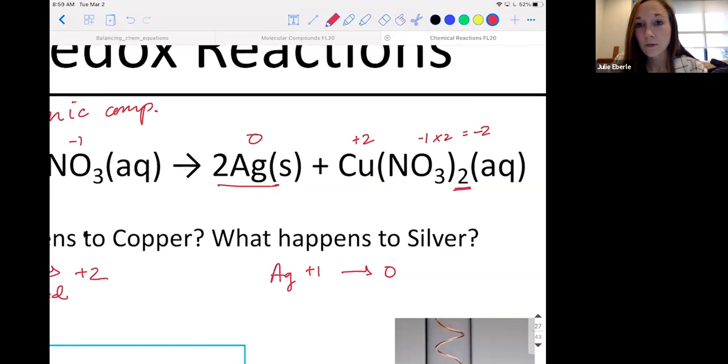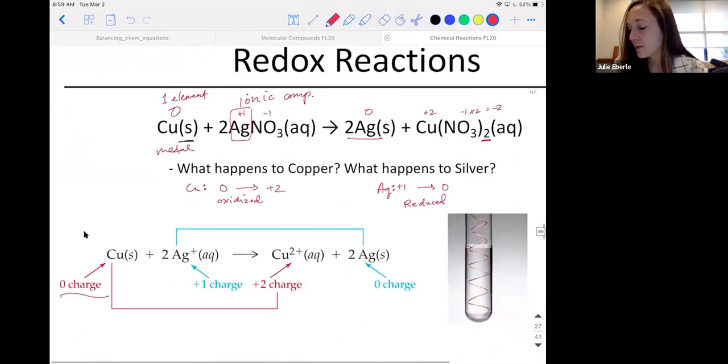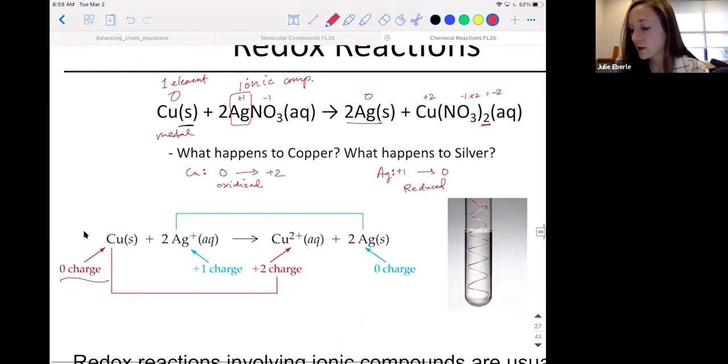So was it oxidized or reduced? Did it gain or lose electrons? Kristen says reduced, and she's correct. And Brooklyn said that as well. Okay, that's what this whole figure down here is representing. It's telling you it starts out copper as a 0 charge, and over here it's a +2 charge. Silver starts out as a +1 charge, and it becomes a 0 charge.